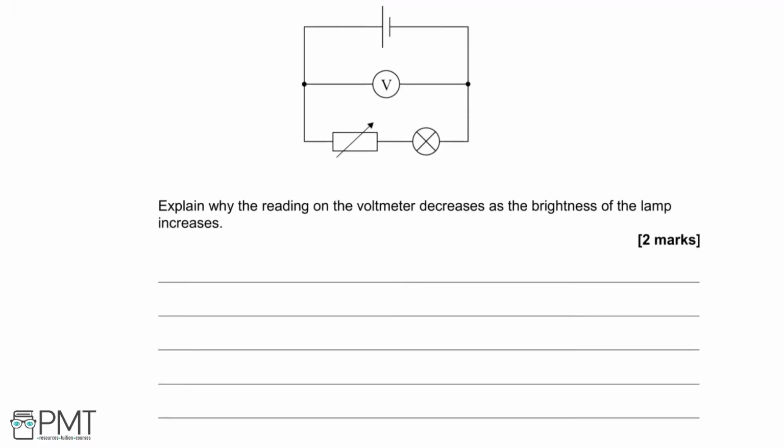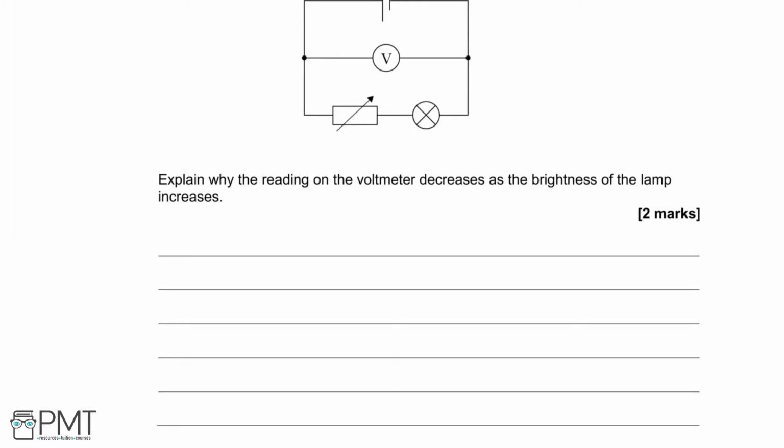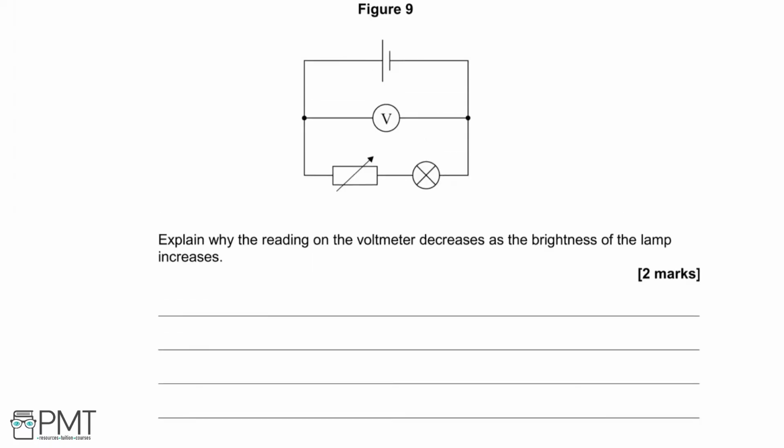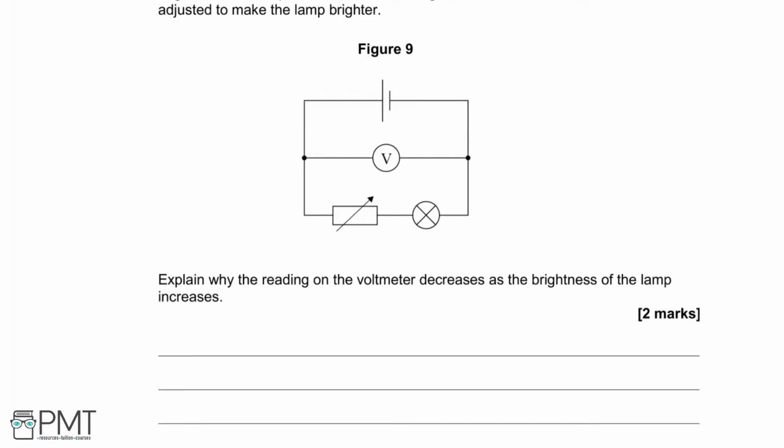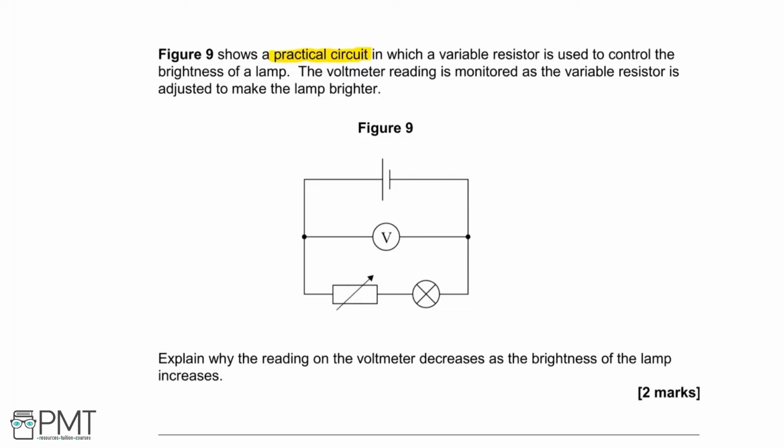Explain why the reading on the voltmeter decreases as the brightness of the lamp increases. Now, the thing to note here is that if this lamp is getting brighter, there's going to be a larger current moving through the circuit. And what that means is there will also be a larger current moving through the cell. Now, you notice earlier I said that it's a practical circuit, so actually this cell is going to have some internal resistance. So if we just redraw this cell as it should be, the dotted line there represents the outline of the cell, and then you can see I've drawn a very small internal resistance there.